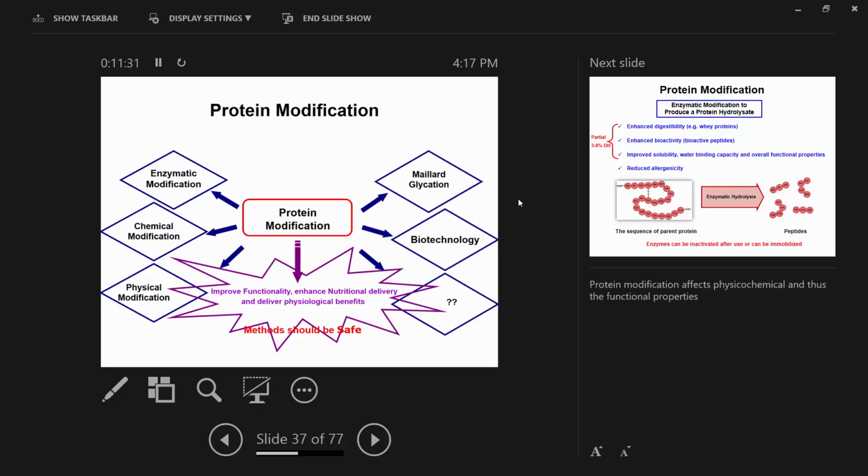Basically we induce structural change to target a specific modification, a specific enhancement in functionality, nutritional delivery, or physiological benefit. Physiological benefits mean, let's say, if we hydrolyze the protein, we might release bioactive peptides, and these might have physiological benefits. I've listed most, if not all, of the current methods of modification, but things keep emerging. Things in the future might pop up and become another method of modification. The main ones we're going to talk about today are enzymatic modification and Maillard glycation, because these will be the base for your labs.